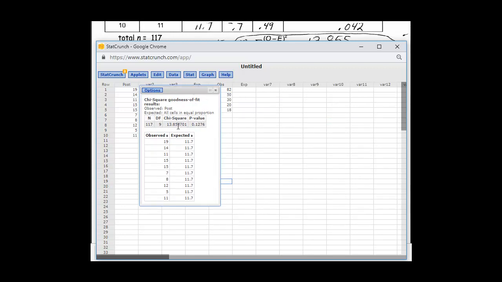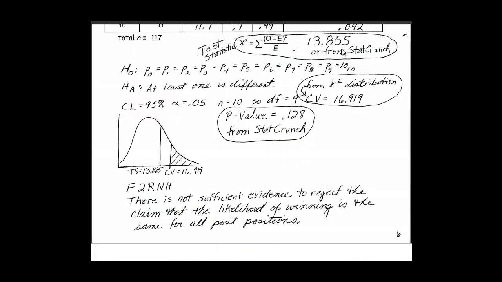I've got the chi-square test statistic, which is 11.855, what we had on our form. And then our p-value was 0.1276. And that p-value is pretty darn high. So I'm going to close this down. Again, going back and evaluating our critical value with our test statistic. Our critical value is far out to the right of 11.855.